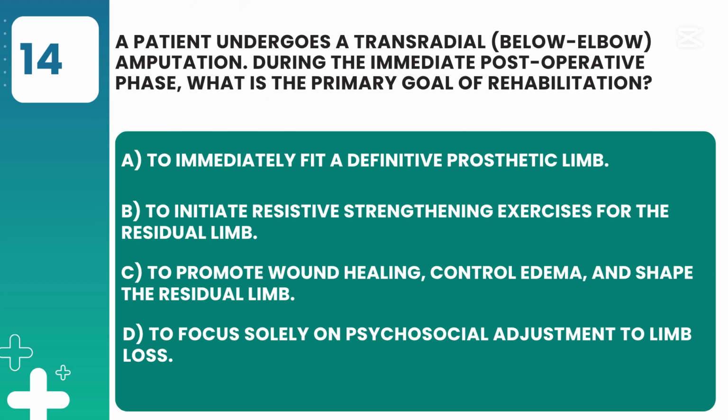Question 14. A patient undergoes a transradial, below elbow, amputation. During the immediate postoperative phase, what is the primary goal of rehabilitation? A. To immediately fit a definitive prosthetic limb. B. To initiate resistive strengthening exercises for the residual limb. C. To promote wound healing, control edema, and shape the residual limb. D. To focus solely on psychosocial adjustment to limb loss.